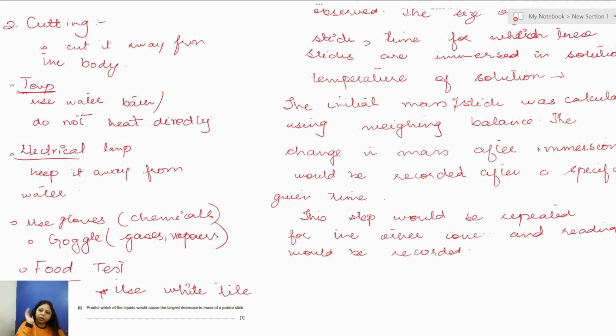Mention the independent variable, dependent variable, the constants, and the instrument that you have to use. Then the repetition is very important. And the safety precautions. So this is how you would design an experiment.